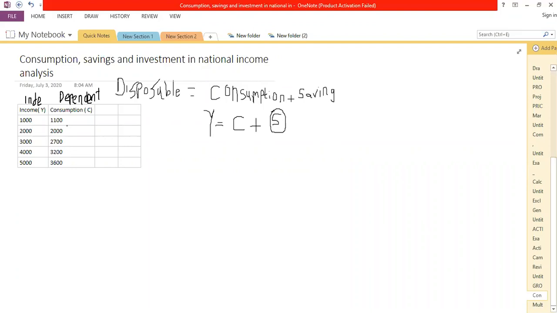So what is happening? When the consumption is at 1,100, the income is at 1,000. Then consumption increases to 2,000 when the income increases to 2,000. You can see the relationship between the consumption and the income is that consumption increases with an increase in the amount of income. You can note that. In general, consumption does increase with an increase in the level of income in a nation. The higher the income level, the more the consumption will be in the country.